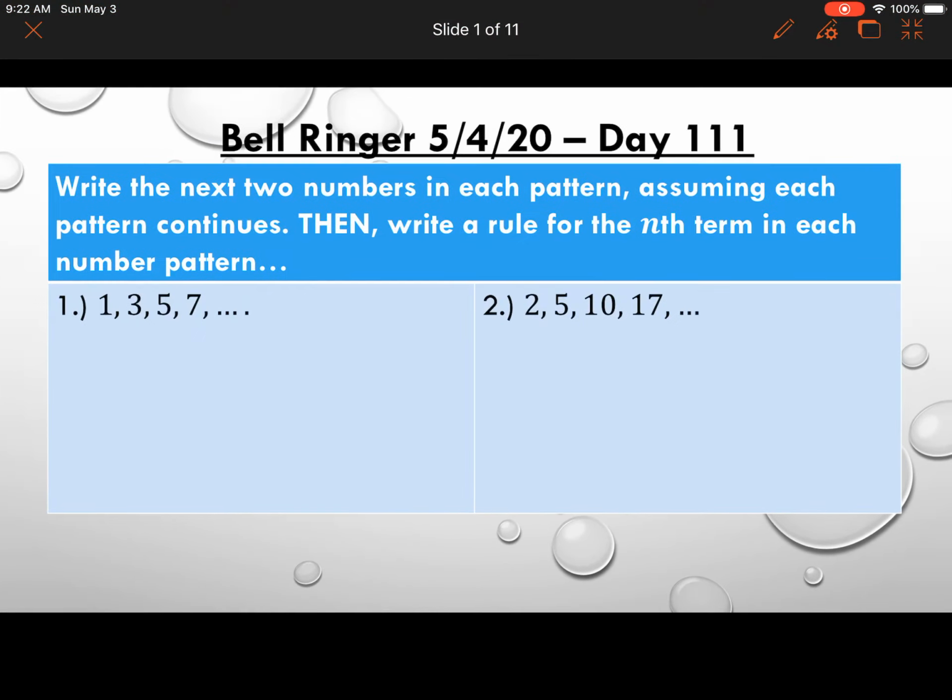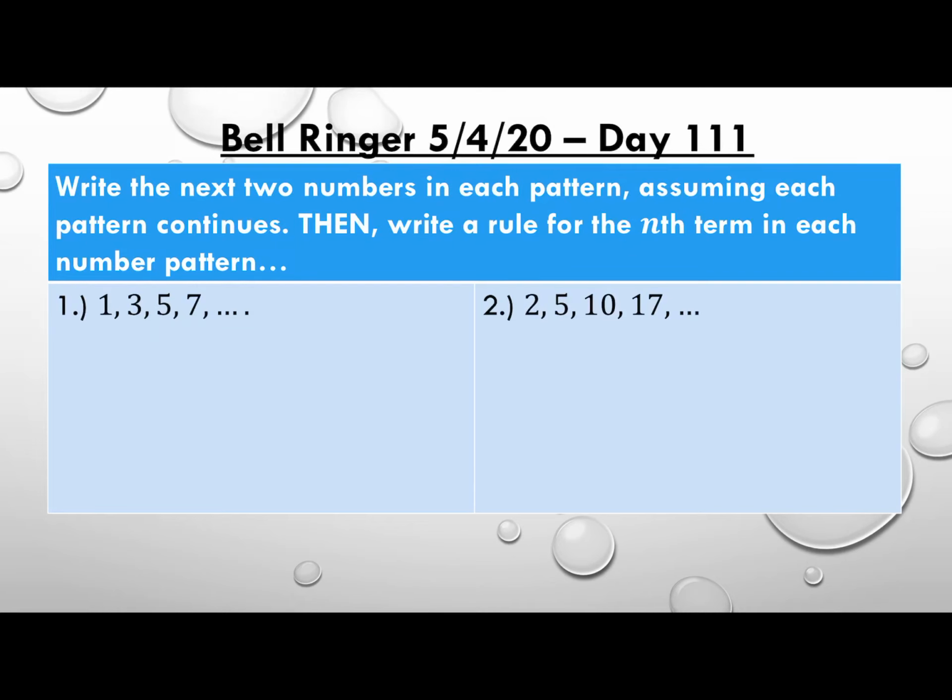Okay, so write the next two numbers in each pattern, assuming each pattern continues. Then write a rule for the nth term in each number pattern. First, find the next two numbers in each pattern. For the first one, we have 1, 3, 5, 7, so on and so forth. Hopefully this one seems pretty obvious. It looks like the numbers are just going up by 2. So the next two numbers in this pattern would be 9 and 11. Okay, that was pretty simple. We're just adding 2.